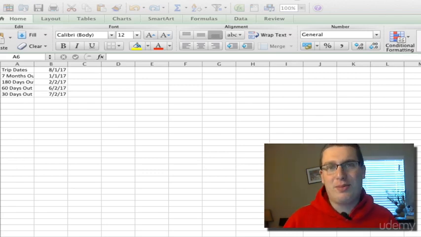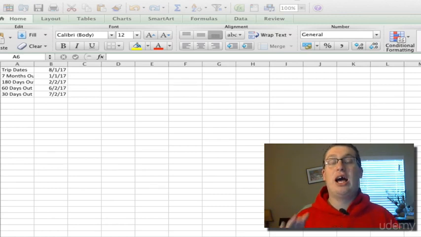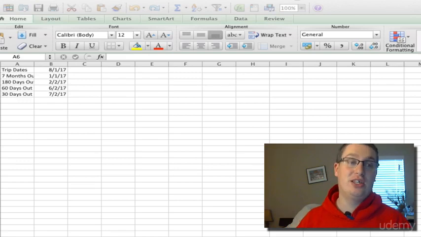If you're a DVC member, you have to book your hotel at either 7 months or 11 months out, depending on if you're staying at your home resort or at any of the other Disney Vacation Club resorts. So I've created a tool that will help you guys figure this out.